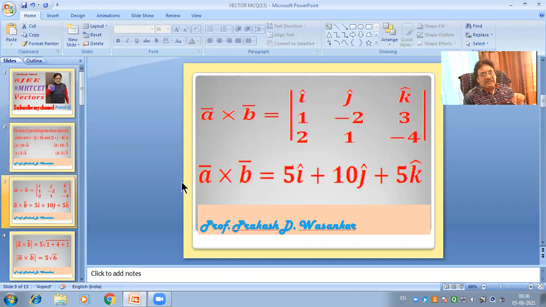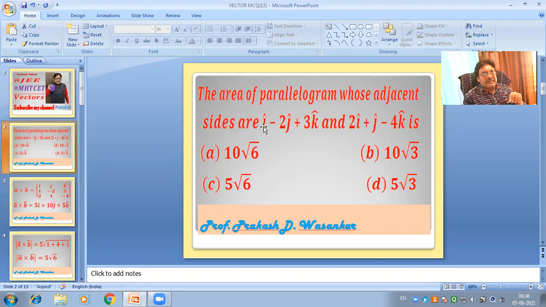So first we find the cross product of the given vectors A bar and B bar. Suppose A bar is equal to i minus 2j plus 3k, and B bar is equal to 2i plus j minus 4k. From this we find A bar cross B bar. Determinant: in the first row i, j, k, the unit vectors along the coordinate axes; in the second row 1, minus 2, 3; and in the third row 2, 1, minus 4. Then we evaluate this determinant.